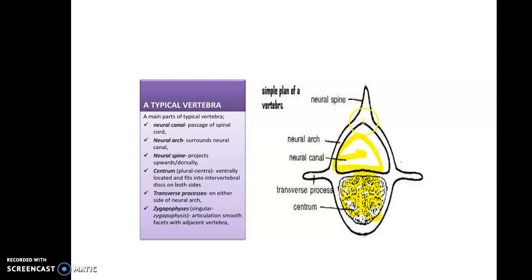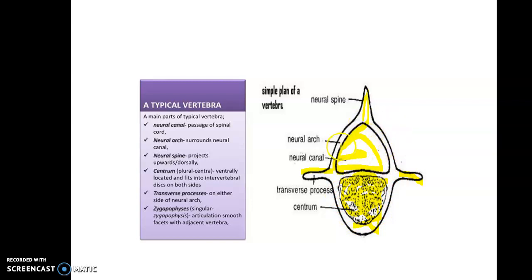Now, the neural arch is produced into a neural spine, and there are transverse processes. This is a transverse process. Now, when we observe the centrum, it is flat here and also flat here. That is why it is called acoelous or amphiplatyan. This is the structure of a typical vertebra. A typical vertebra consists of centrum, neural arch, neural canal, neural spine, and transverse processes. Centrum is acoelous or amphiplatyan.